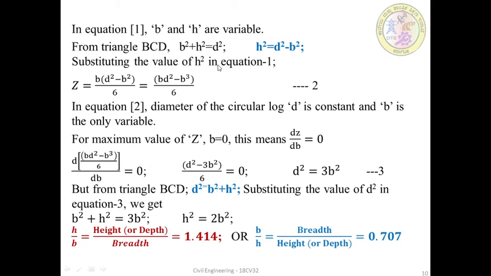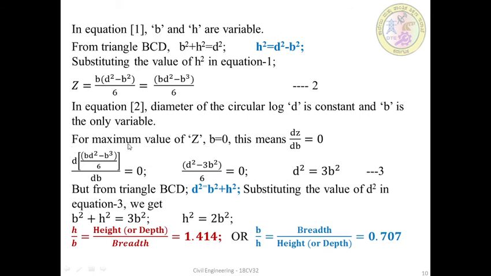Substituting the value of h square in equation number 1, we get that z is equal to b d square minus b cube divided by 6. Here d, the diameter of the log, is constant and b is the only variable.